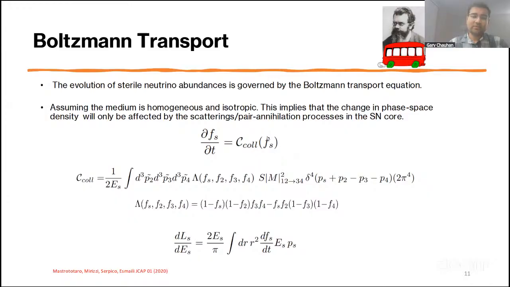This collisional term seems a little complicated here, but if you remove this lambda term, it is nothing but proportional to how you calculate the cross section in your vacuum diagrams for the vacuum case. Once you insert this lambda factor, it just takes care of the thermal occupation factors, which is Fermi-Dirac for the fermions, and Bose-Einstein statistics if you have bosons in any of the processes involved. Once you integrate over all the phase space and the entirety of the core, you can get the differential luminosity for the production of the sterile neutrinos.